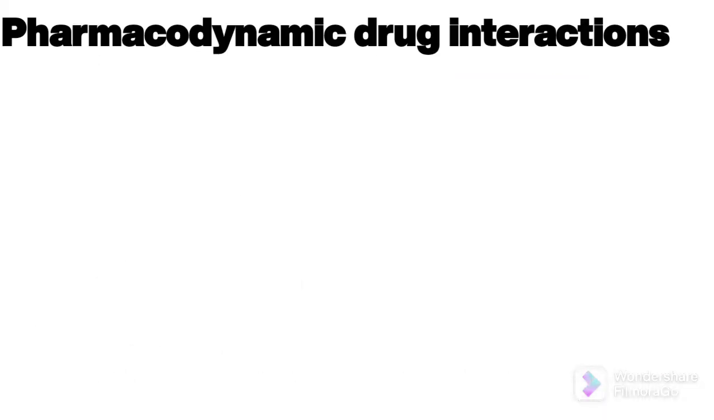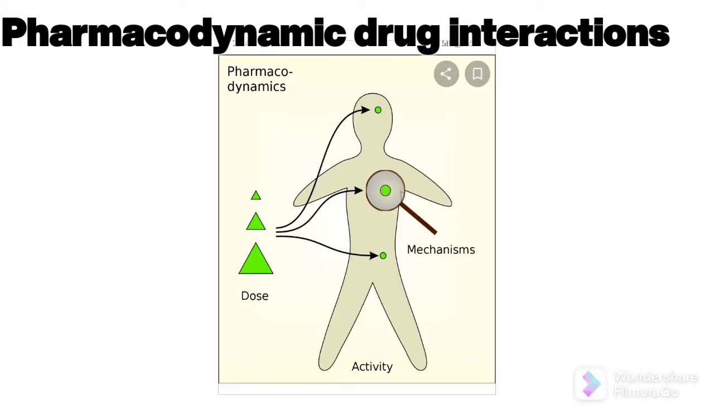Then pharmacodynamic: these are interactions in which the activity of the object drug at its site of action is altered by the precipitant. Understand the concept here. These are the interactions in which the activity of the object drug is altered. For an example, take acetylcholine as one drug. Then one more drug, the precipitant drug. Now the precipitant drug is noradrenaline.